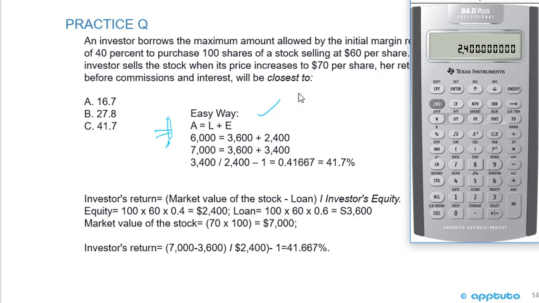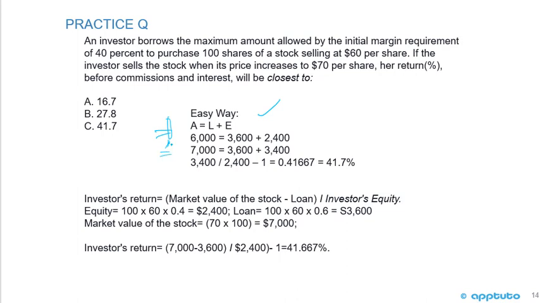So then the stock price has gone up to $70 per share. So assets equals liabilities plus equity. Well, our liability hasn't changed because we're ignoring interest and commissions. So 7,000 would equal 3,600 plus X. We'd solve for X. We can see that our E has gone up by 1,000. So then ending E divided by beginning E minus 1 is going to equal 41.667%, okay?